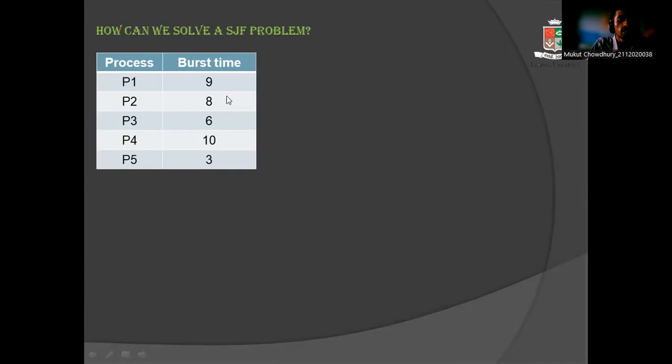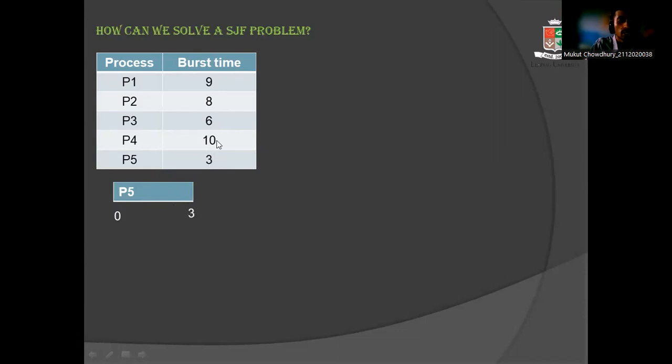At first, which process will come? We can see that the shortest, or lowest, burst time is P5. So the shortest job first in this table is P5. So P5 will run first, and the start point of P5 will be 0 because there is no arrival time. So from 0 P5 will start and the ending point will be 3.